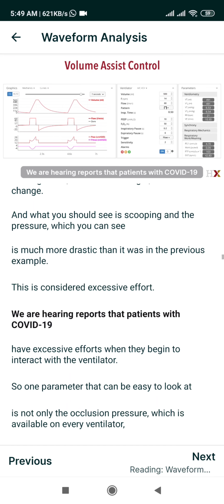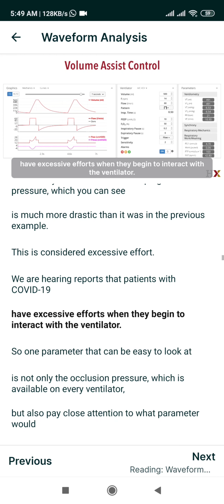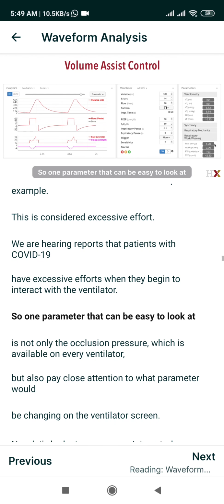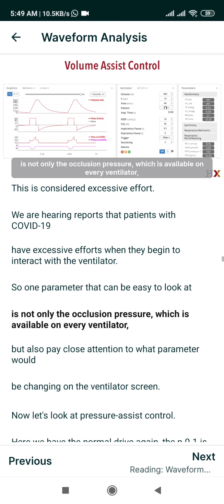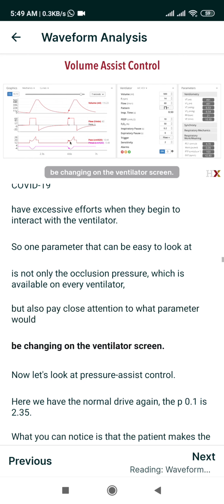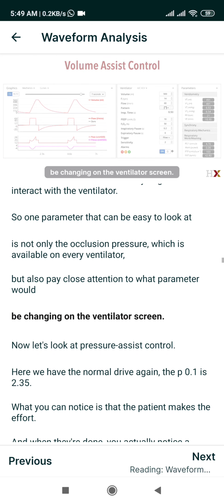We are hearing reports that patients with COVID-19 have excessive efforts when they begin to interact with the ventilator. So one parameter that can be easy to look at is not only the occlusion pressure, which is available on every ventilator, but also pay close attention to what parameter would be changing on the ventilator screen.